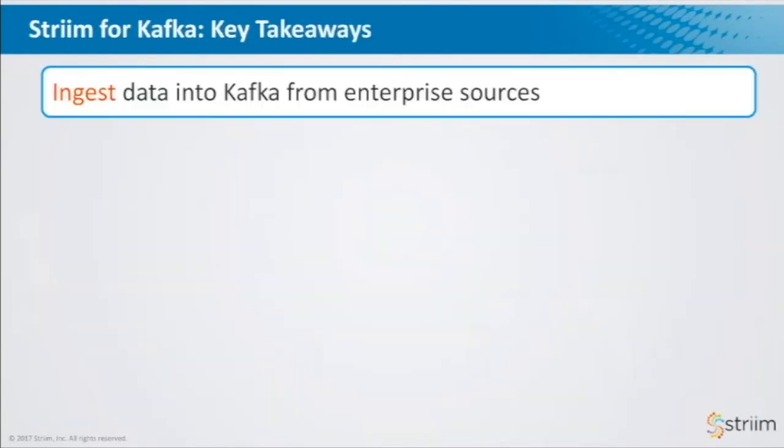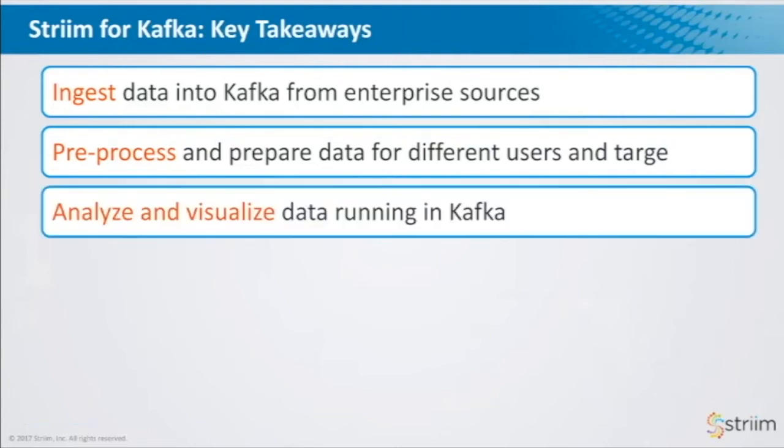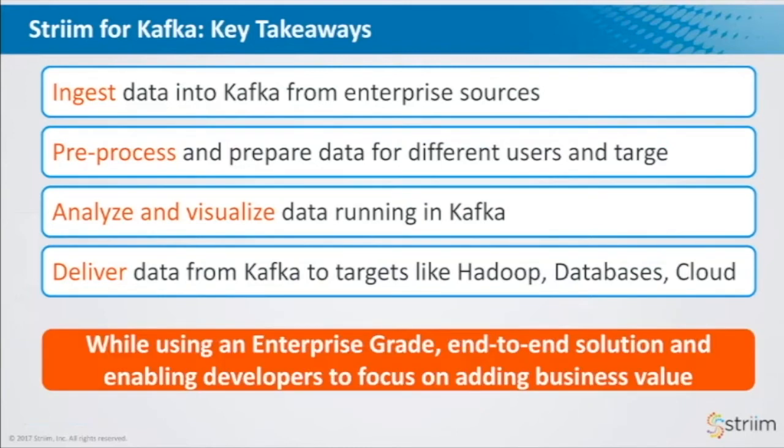So if there's a few things to take away from this presentation, it's that you can use Stream to ingest data into Kafka from virtually any enterprise source continuously. You can use Stream to pre-process and prepare data for different users and different targets. You can analyze and visualize data running in Kafka. You can deliver data from Kafka to enterprise and cloud targets. You can keep those continuously up to date, all while using an enterprise-grade platform, which is an end-to-end solution, enables your developers to focus on adding business value.